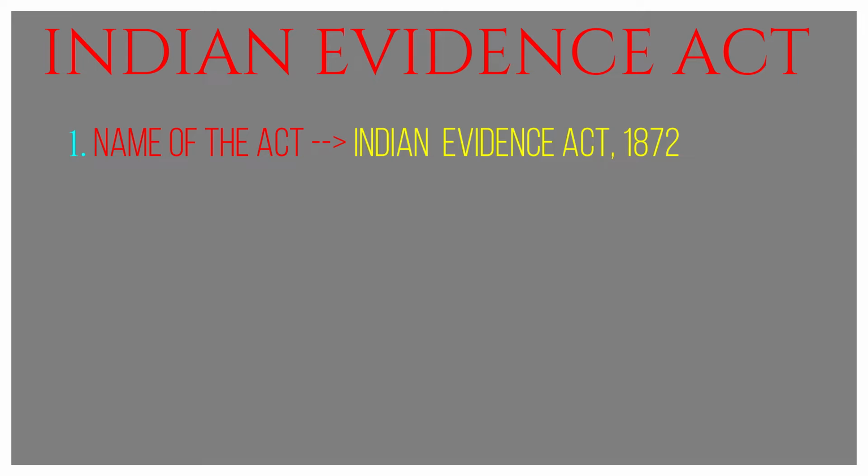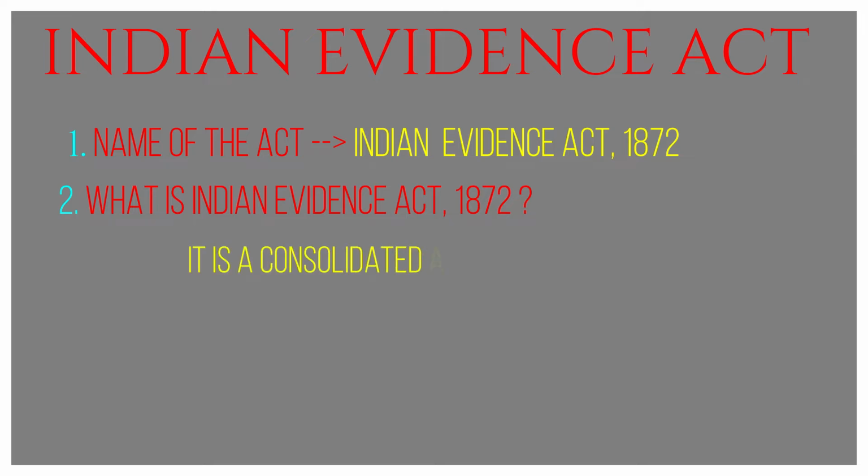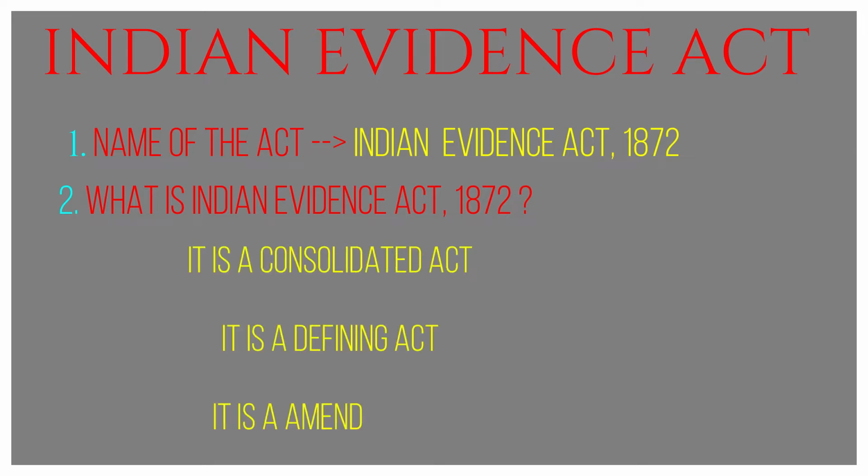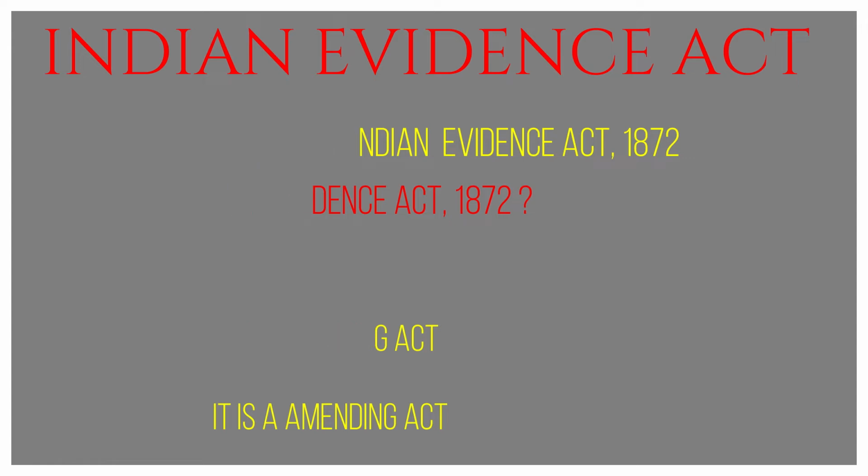Now the second point is, what is Indian Evidence Act, 1872? If we read the preamble of the Indian Evidence Act, we will get to know that it is a consolidated act. Meaning, the Indian Evidence Act collects or unifies the evidence. It is a defining act. It means that this act defines the evidence part where it is necessary. It is an amending act, meaning it amends the relating laws where it is necessary in that part. By the above discussion we can say that the Indian Evidence Act is a Consolidated Act, Defining Act and Amending Act. Or in another sense, it is to consolidate, define and amend the law of evidence.